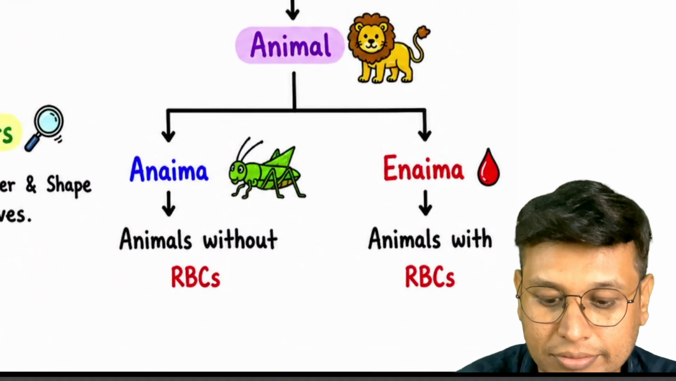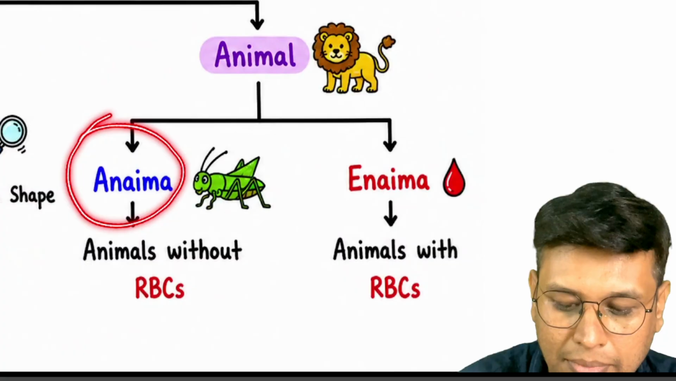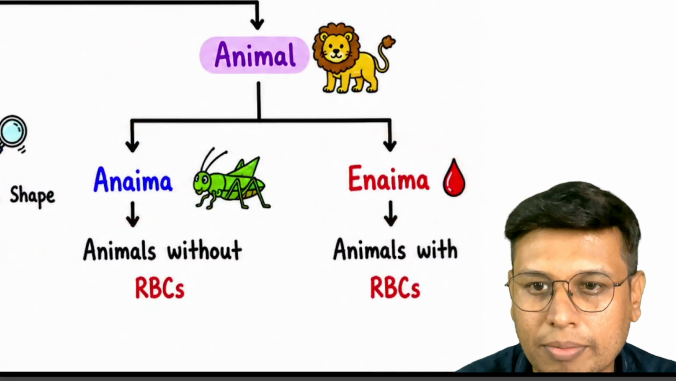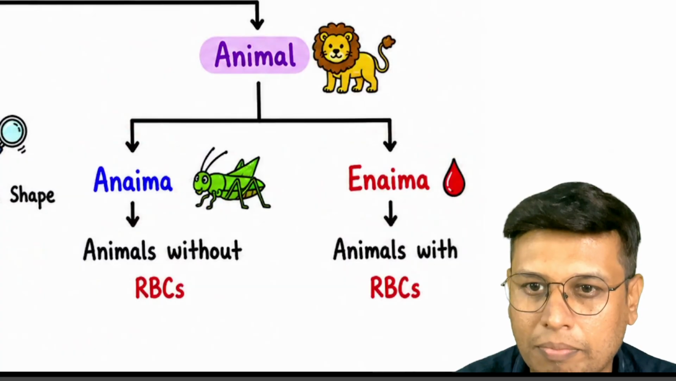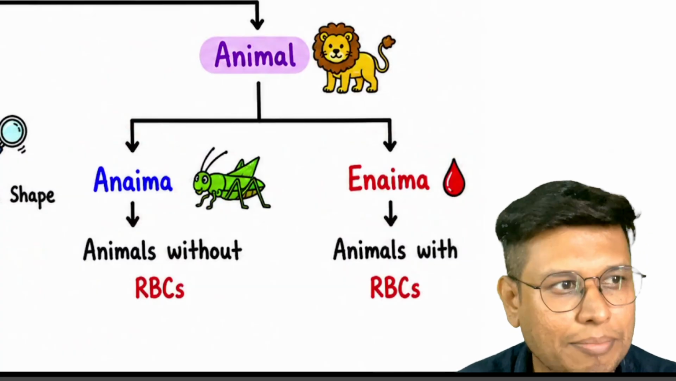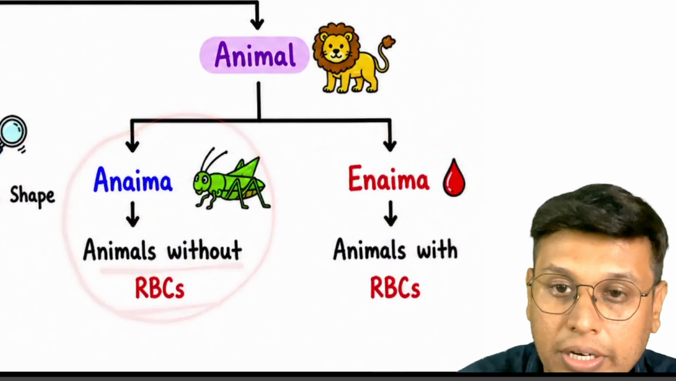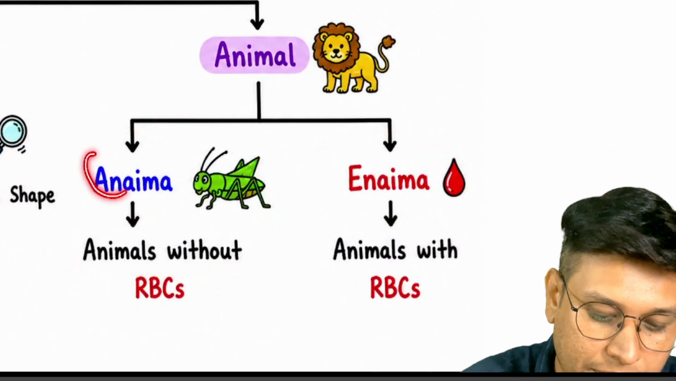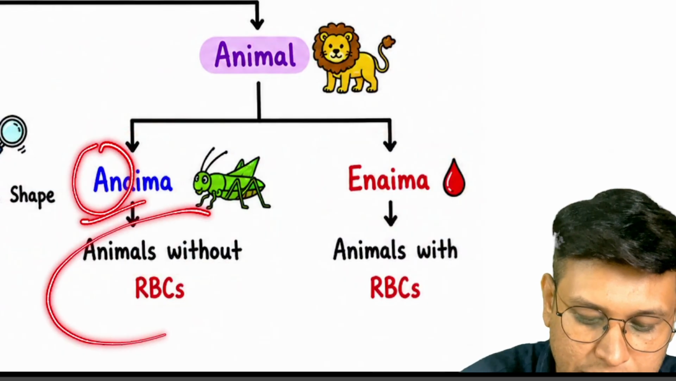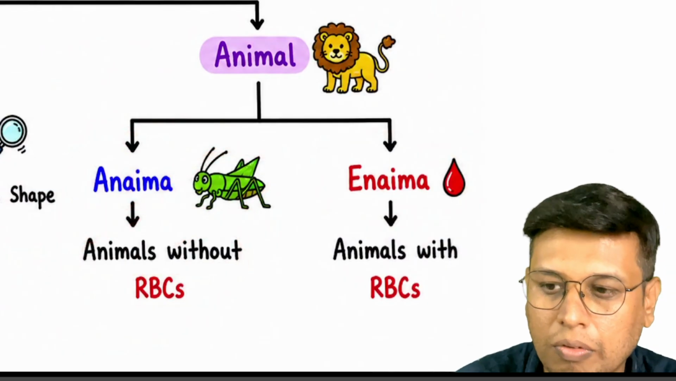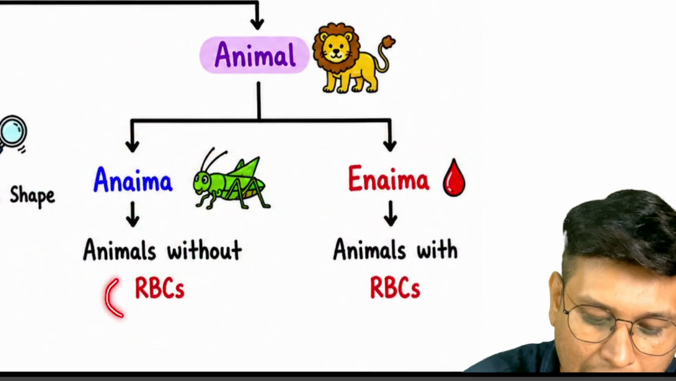Next is animals. So what is happening with animals? Animals could be anaema and could be enaema. Everybody knows anemia. Anemia is what we call lack of blood. It's an anemic condition. So here, animals without blood are called anaema. Always remember, ana means lack, less of it. So anaema, animals without blood. Most of the insects, water insects and all that, they don't have RBCs.